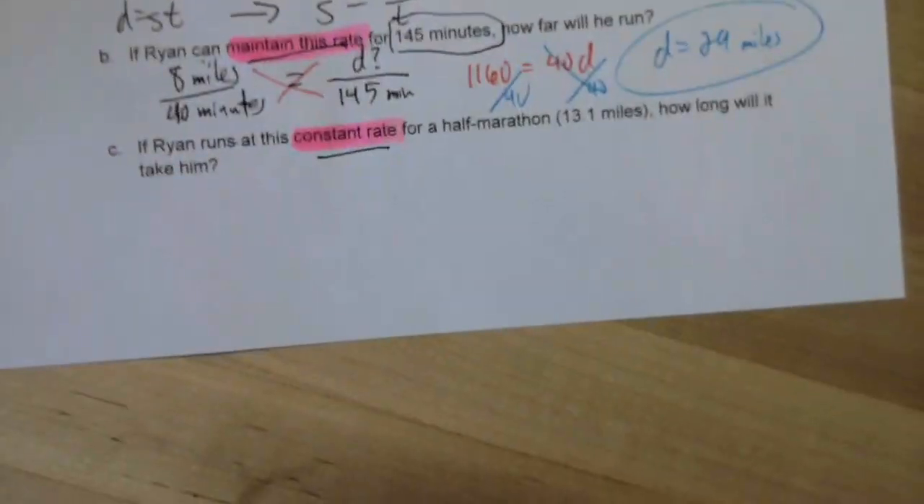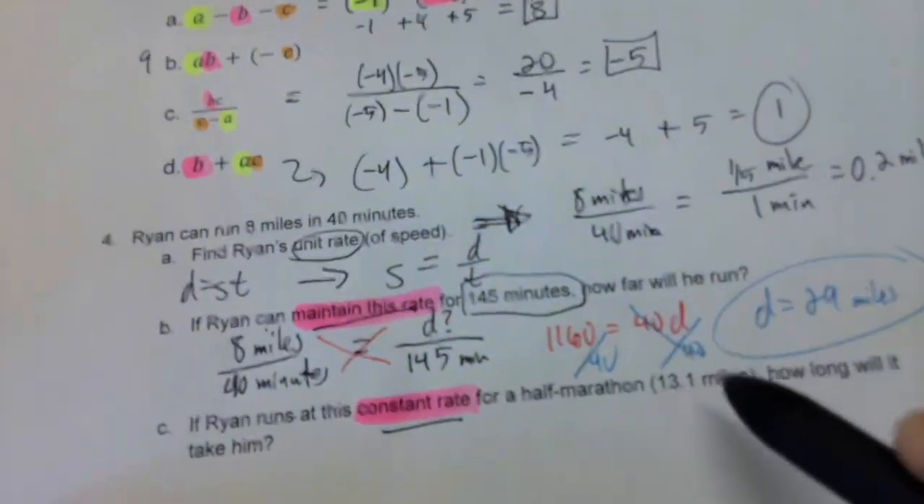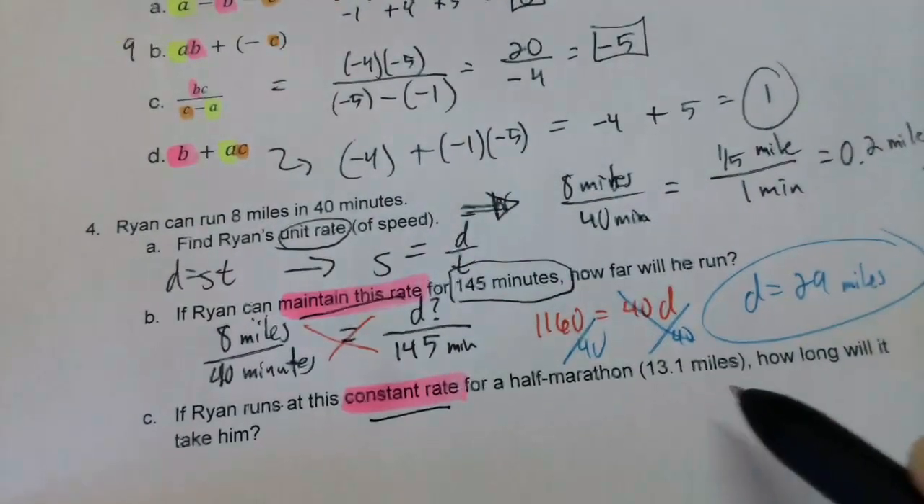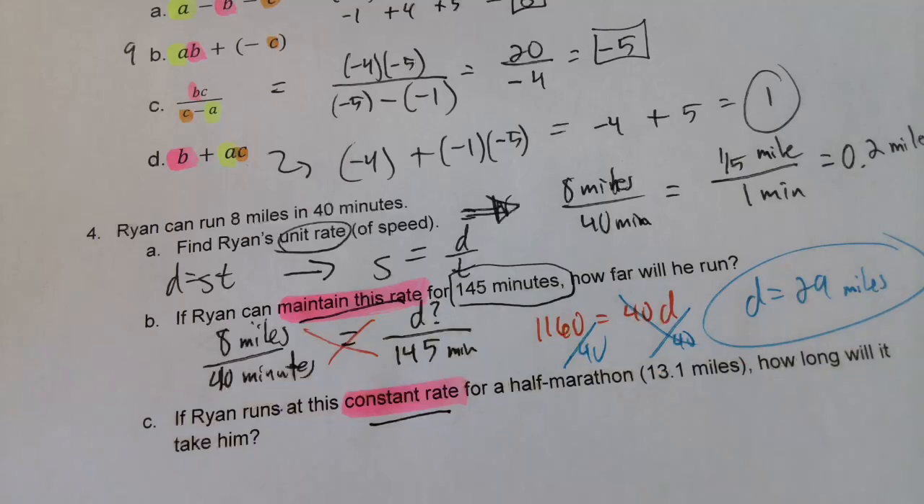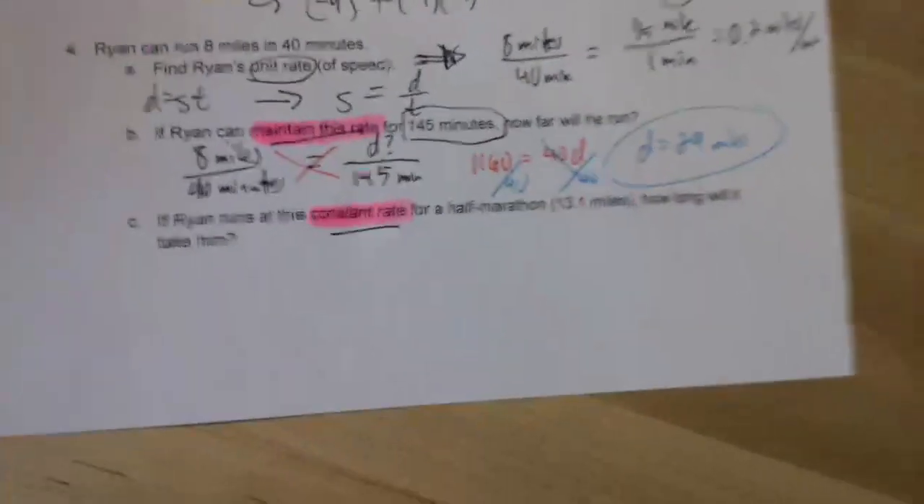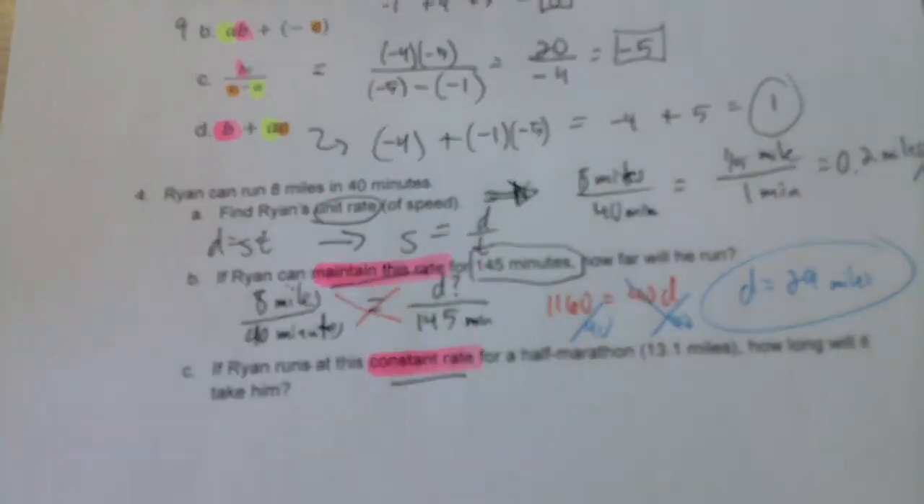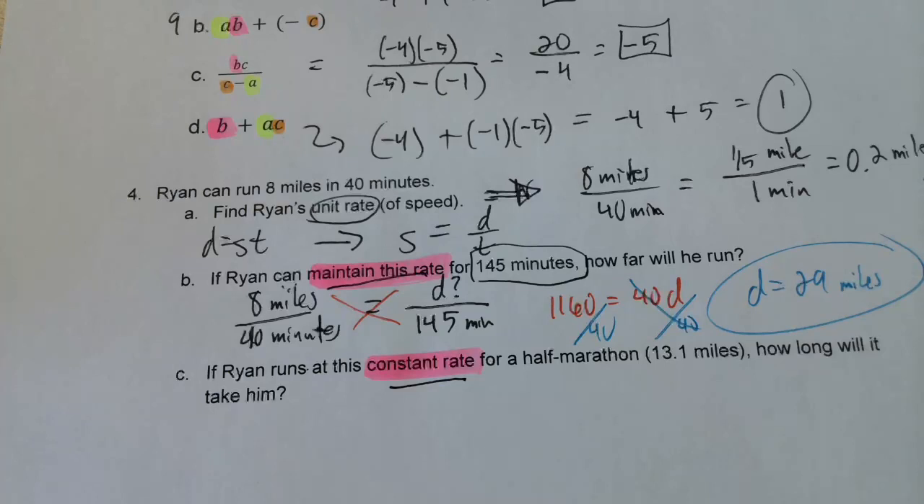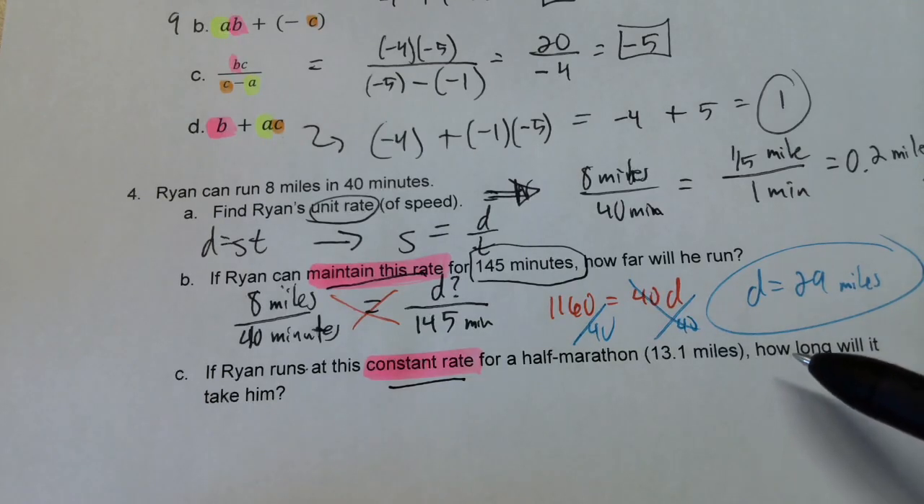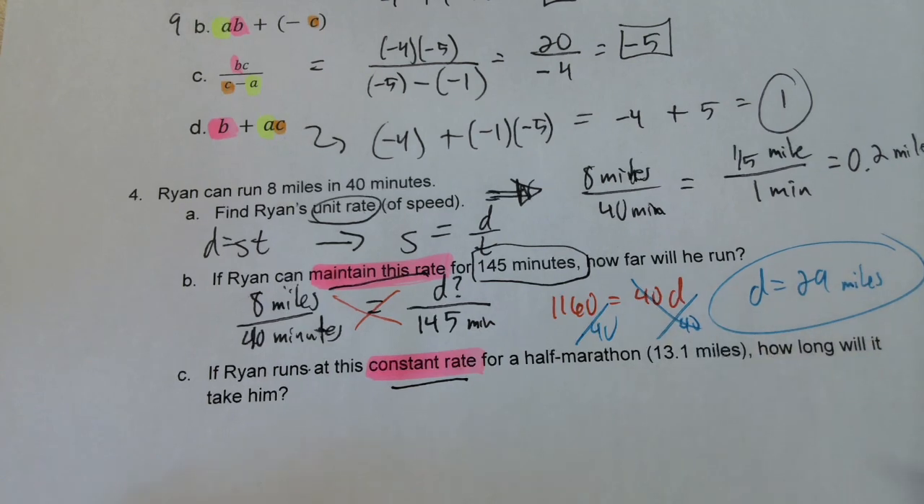Last question. If Ryan runs at this constant rate for a half marathon, 13.1 miles, how long will it take him? So here, before we do the proportion way, let's talk about what information Jeffrey and KK gave me at the beginning. 5 minutes per mile, is that what you said? 5 minute mile? What would you do with a 5 minute mile and 13.1 miles to find the total?